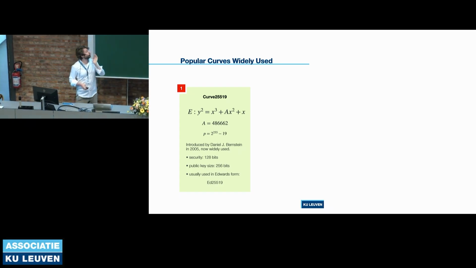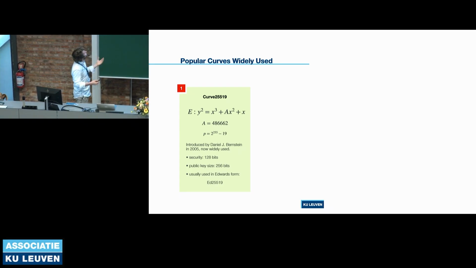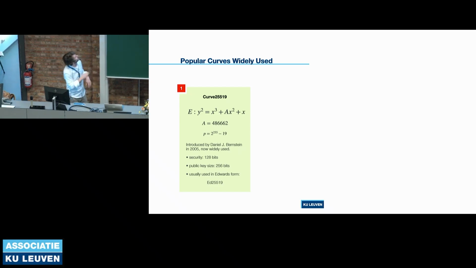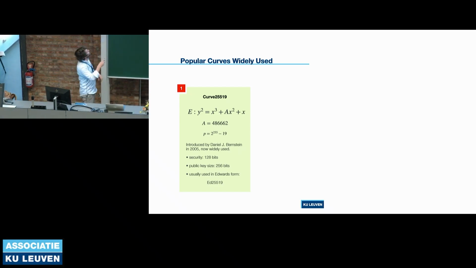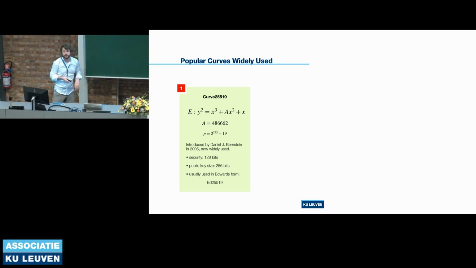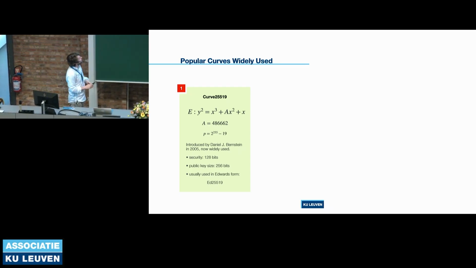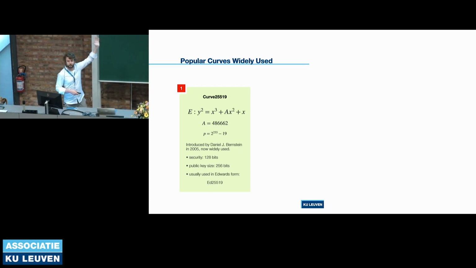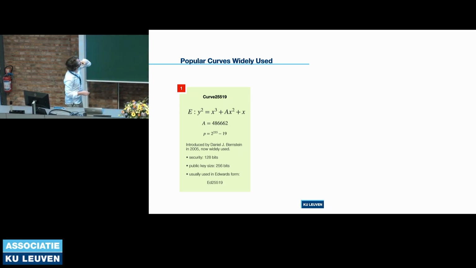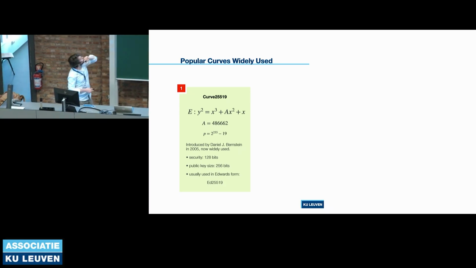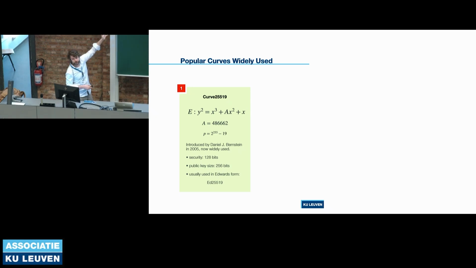The first one is called Curve25519. If you know that, then you already know the prime that we'll be working over, because it's 2 to the power 255 minus 19. And the curve will have this shape: y squared is x cubed plus a x squared plus x, with a being this 486662 value. This was introduced by Daniel Bernstein in 2005 and is now really widely used in a lot of applications. If you go to two or three news sites, one of them is going to use Curve25519 for your communication. It gives you a security of 128 bits and a public key size of 256 bits.